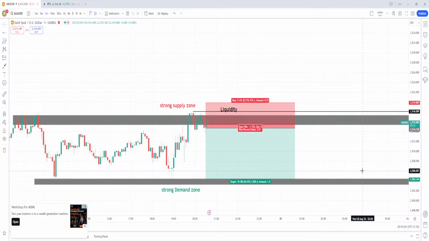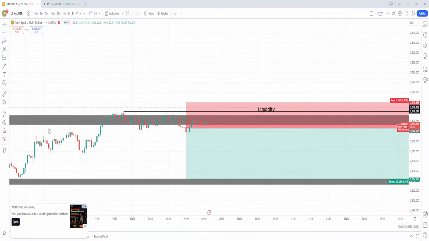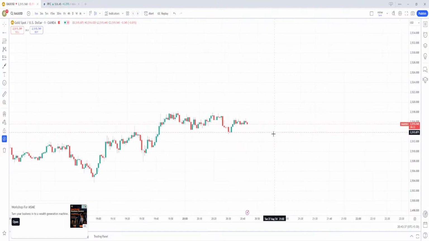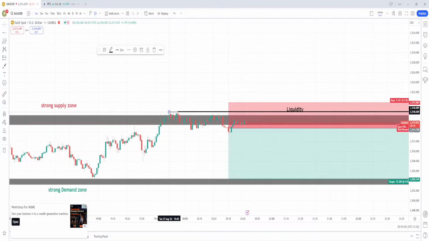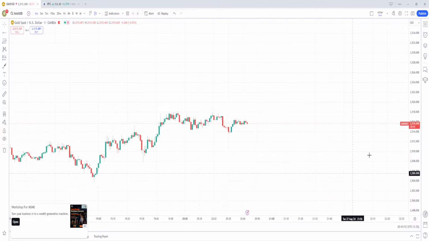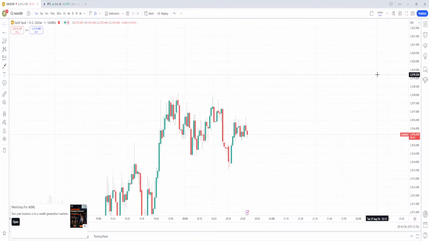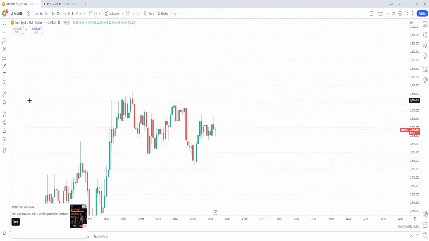I have to wait for that candle to close below. Now I will break it down to the smaller time frame for your understanding. We will make all this later. I will clear all these drawings now, for your understanding.